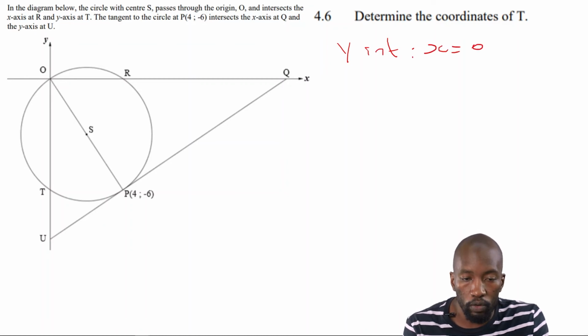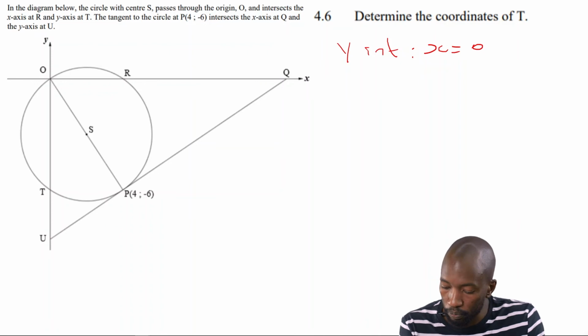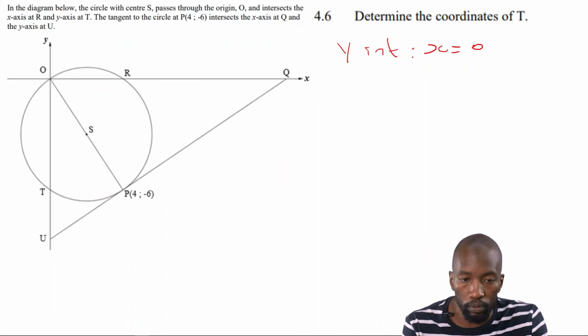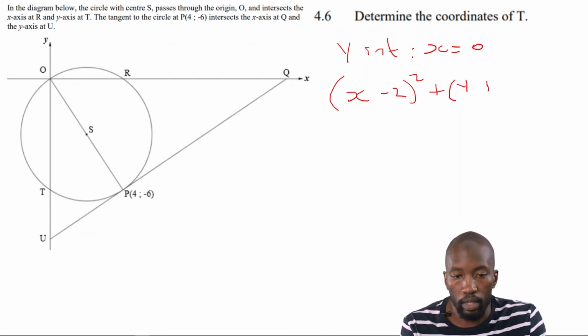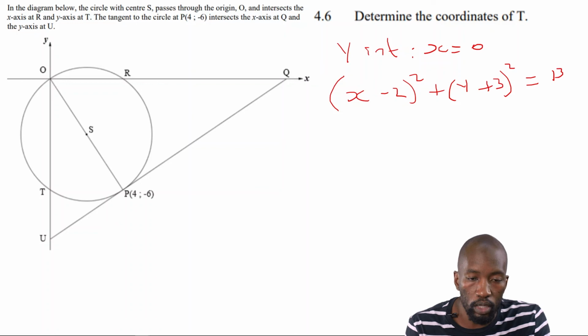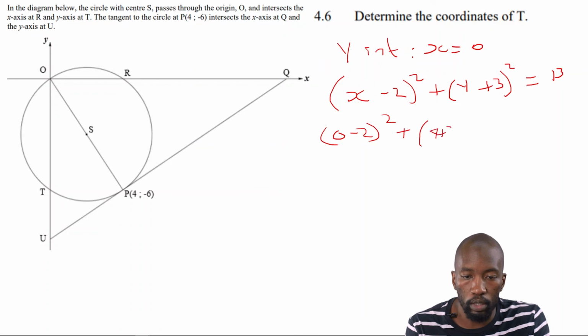Now, what was the equation of the circle? Let me just check it. I have it in my book. So the equation of the circle was just x minus 2 all squared plus y plus 3 squared is equal to 13. Now we know that x is 0, so this will just be 0 minus 2 all squared plus y plus 3 all squared is equal to 13.